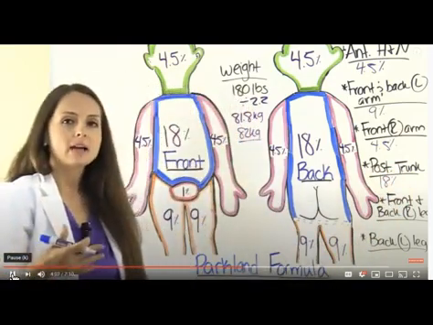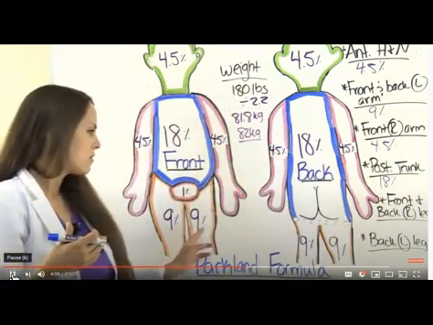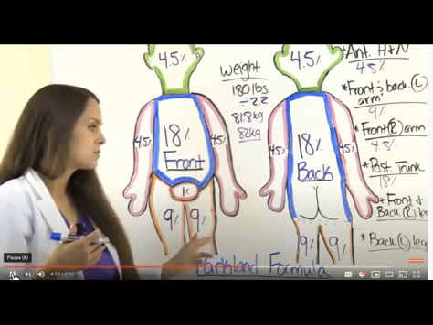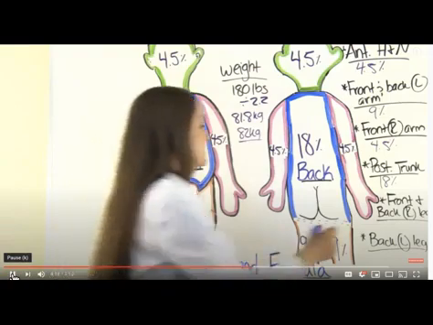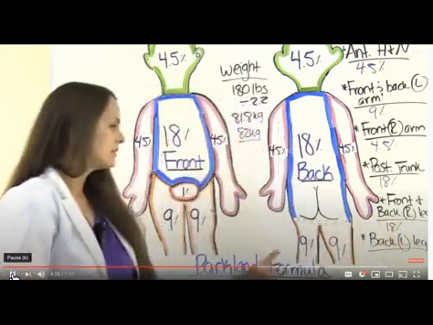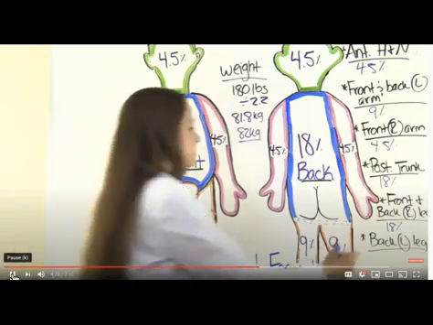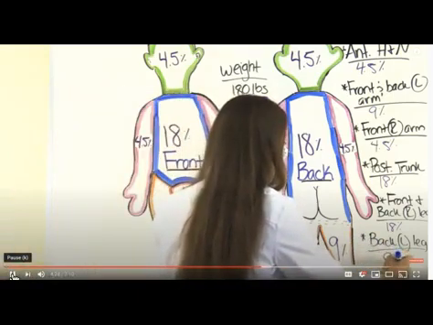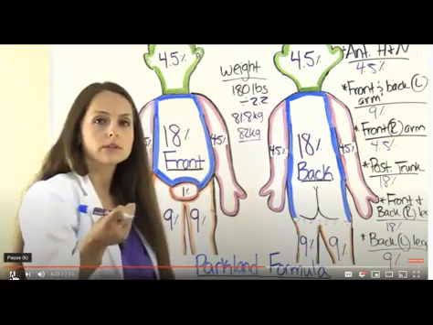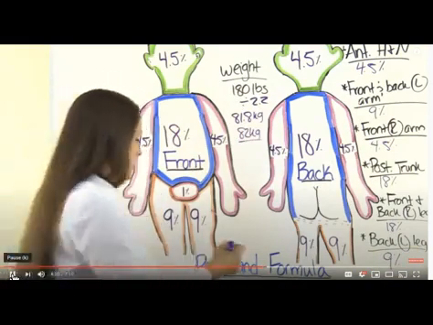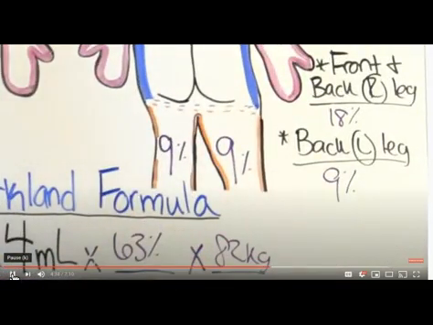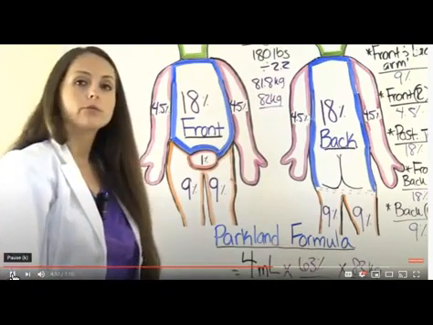The front and the back of the right leg, so each side equals 9. So 9 plus 9, because we're talking about the front and the back, is 18%. And then we have the back of the left leg, and that equals 9%. So when we add all that up, what do we get for our total body surface area that is burned? We get 63%.